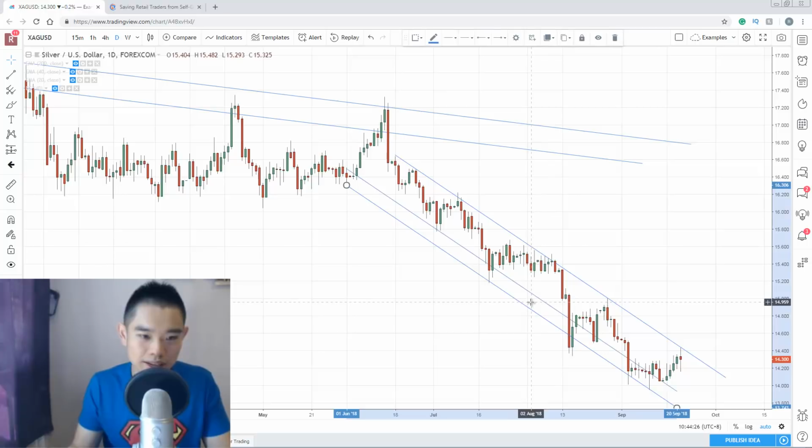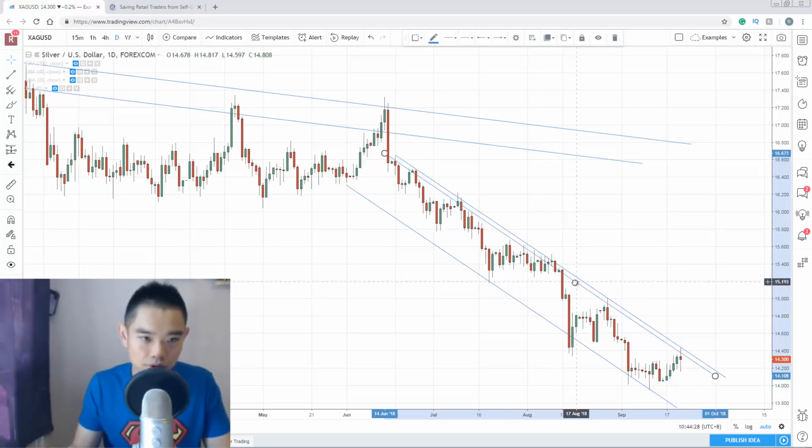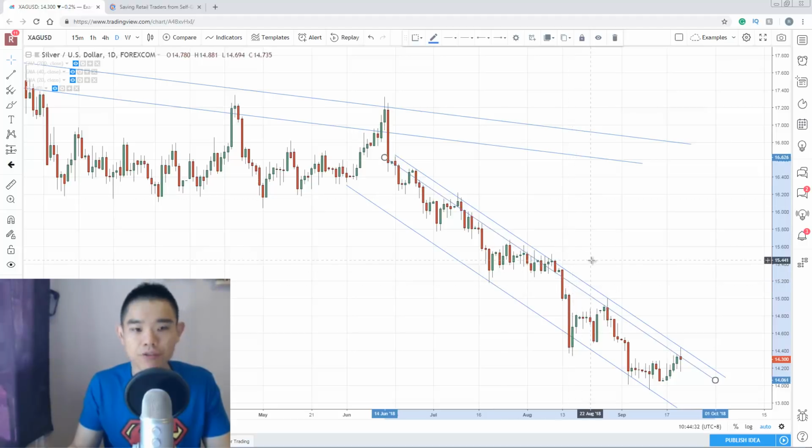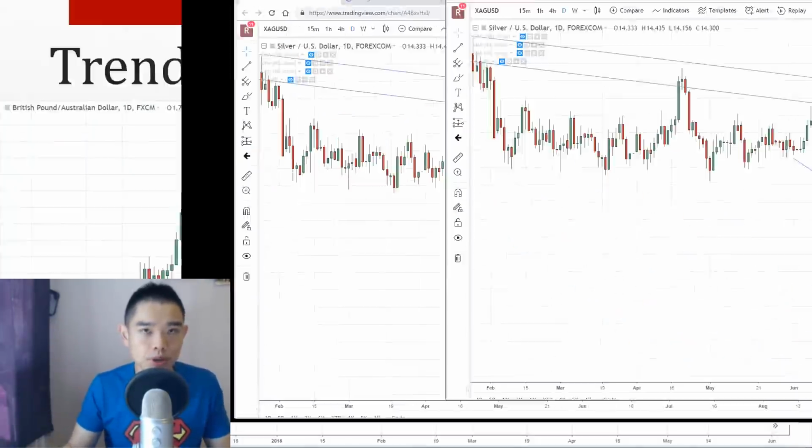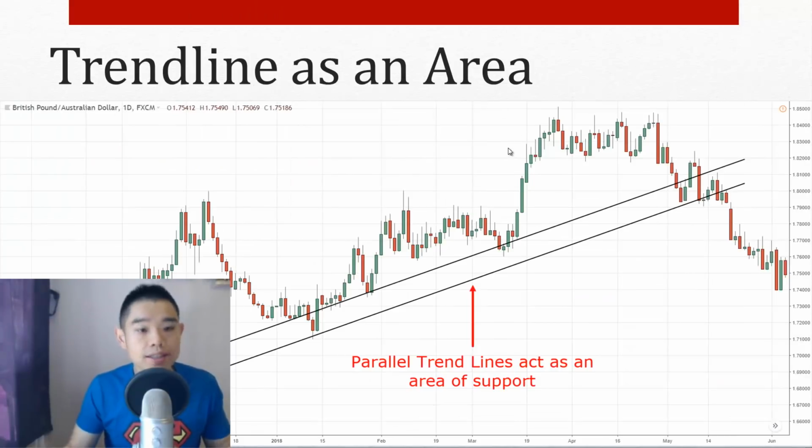But if you want to, make sure it's tighter. If not, it's going to be very congested. So something like this is sufficient. All right, so this is how you will go about drawing it as an area on your chart, if you want to judge it as a zone. So that's what we have covered so far, trend line as an area on your chart.